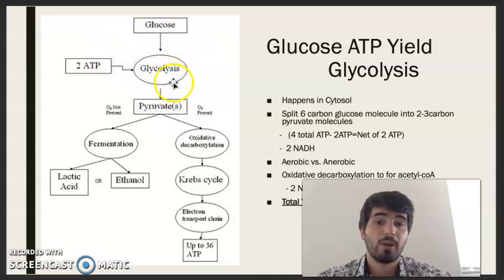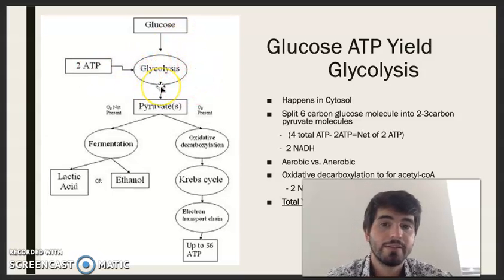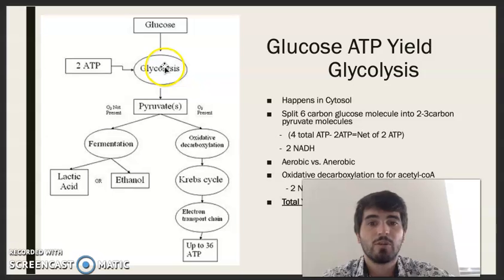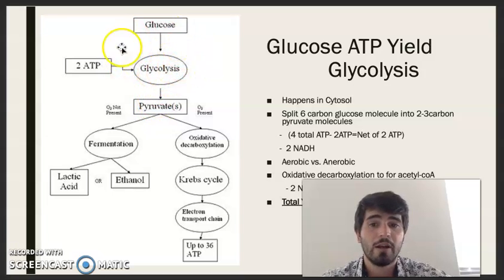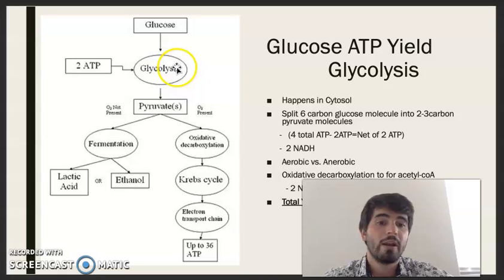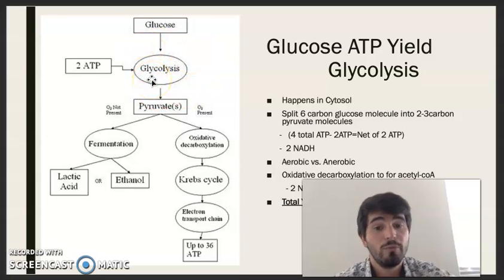So in order for this process to start off, we're going to need to give 2 ATP straight away to glycolysis in order just to get it going. But basically what happens is glucose is a 6-carbon molecule, and through glycolysis it gets broken in half into 2 3-carbon molecules that we call pyruvates. In the process of glycolysis, we get 4 ATP out of that. But remember that we gave 2 away. So total net ATP for glycolysis is 2 ATP.